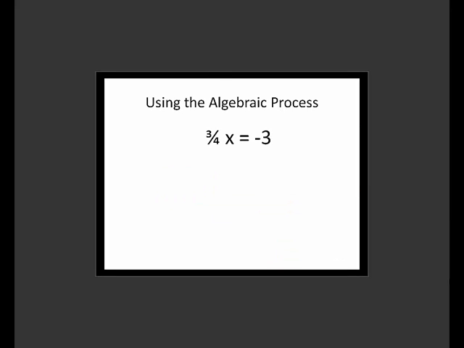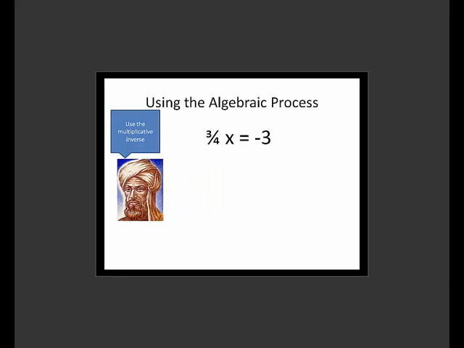Now let's use just symbols. Muhammad again is going to be holding our hand as we walk through this. Use the multiplicative inverse. So I have 3/4 x. I don't even have a full x. I want to have a full x over here. So I'm going to multiply by 4 over 3. And 4/3 times 3/4 equals 1x. But notice, what I do to the left, I also did to the right. I multiply both sides by 4/3.